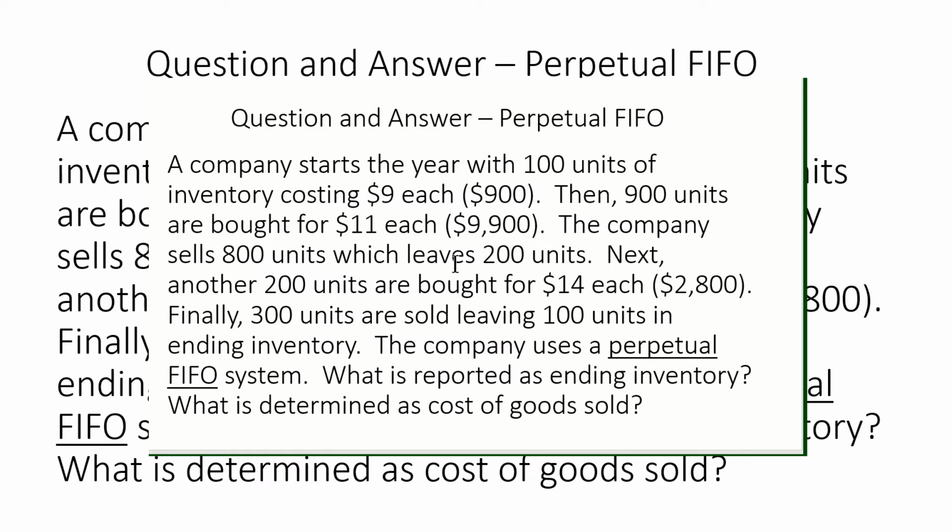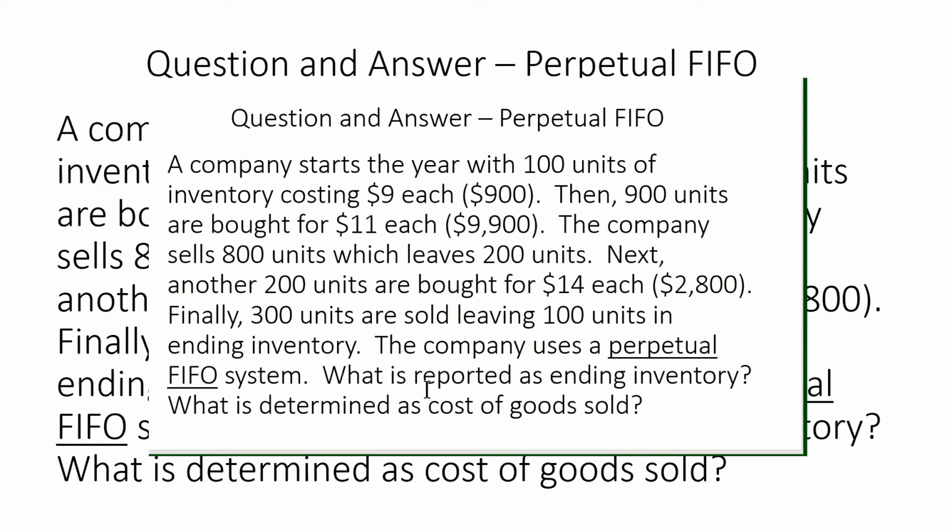Next, another 200 units are bought for $14 each, and that's $2,800. Finally, 300 units are sold, leaving 100 units in ending inventory. Nothing at all in this problem is unusual. They have some, they buy some, they sell some, they buy some more, and they sell some more, and they're left with 100 units. If the company uses Perpetual FIFO, what is reported as ending inventory and what is determined as cost of goods sold?